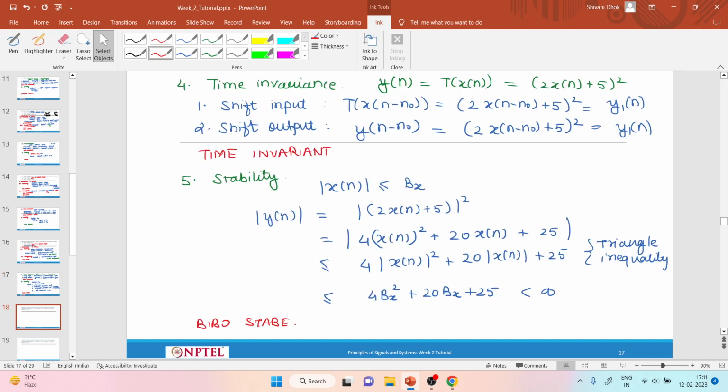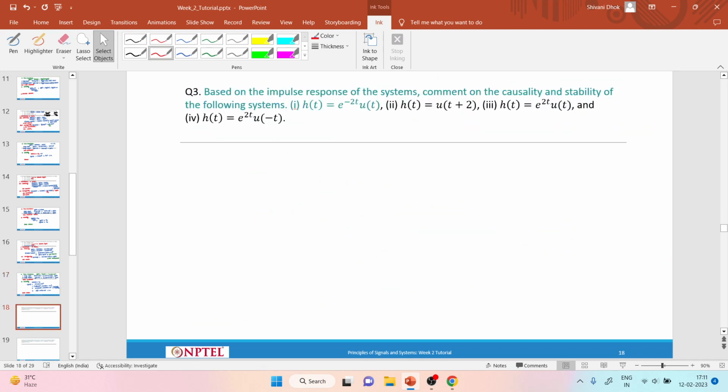Okay, so if there are no further questions, we'll go to the next question. What it says is, based on the impulse response of the systems, comment on the causality and stability of the following systems. So let us look at the first one. It says that your h of t is equal to e power minus 2t u of t. But this u of t is your unit step signal. How does this signal look? So it is a decaying exponential.